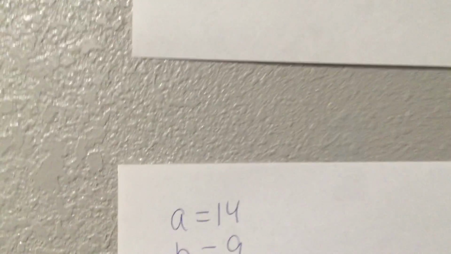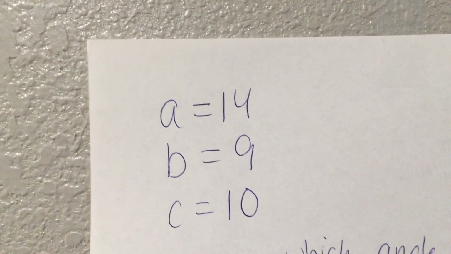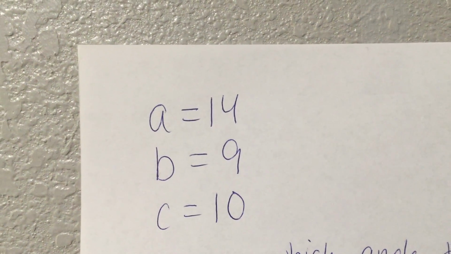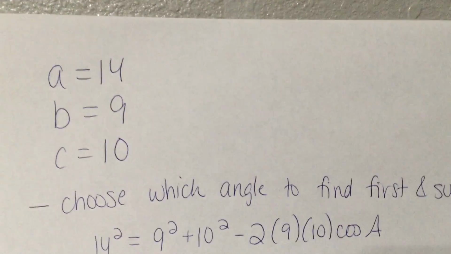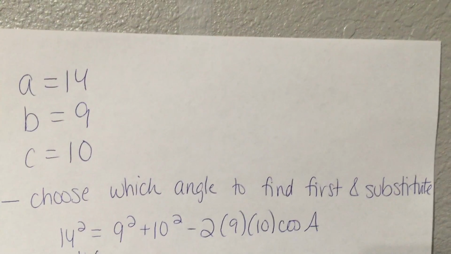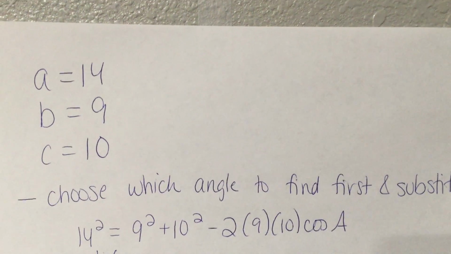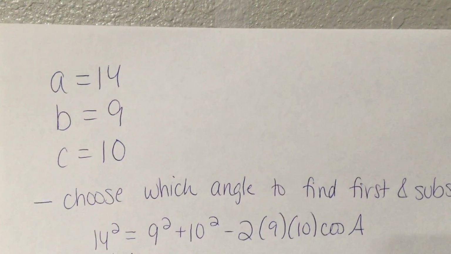The first one is we're given three sides. Side A is 14, side B is 9, and side C is 10. The first step is to choose which angle you want to find first and substitute. I chose to find angle A first.